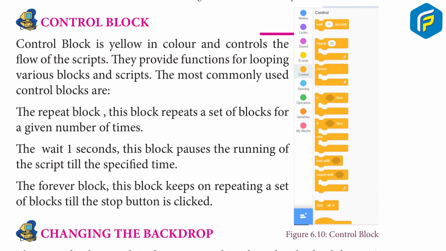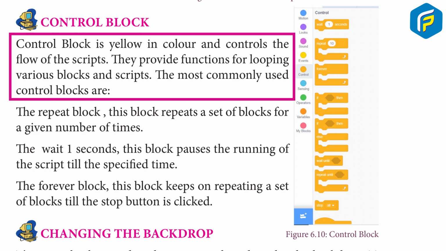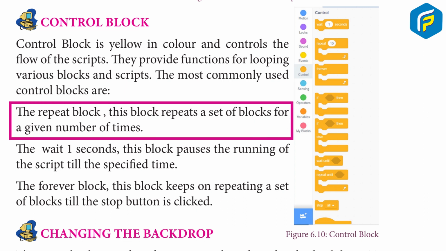Control block. Control block is yellow in color and controls the flow of the script. They provide functions for looping various blocks in scripts. The most commonly used control block is the repeat block. This block repeats a set of blocks for a given number of times.